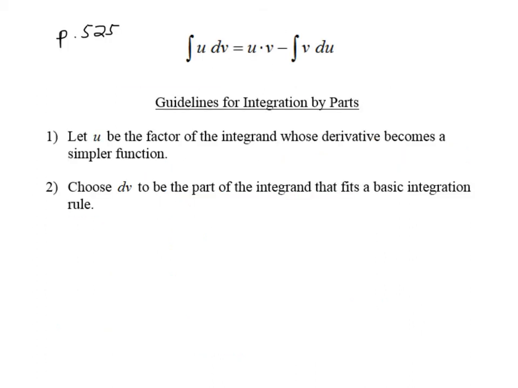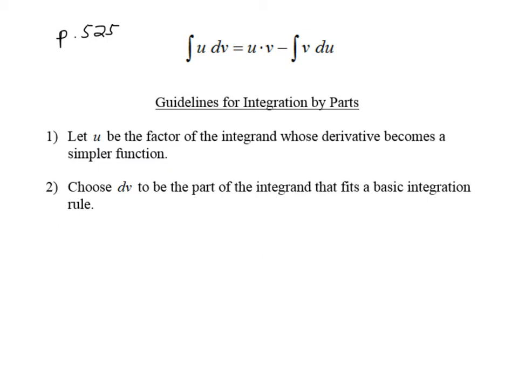If you go to page 525 in your book, you'll see these guidelines for integration by parts. There's two main things you're looking for. First of all, we want u to be the factor. Remember, this is usually done with a product. That should be the factor of the integrand whose derivative becomes a simpler function.